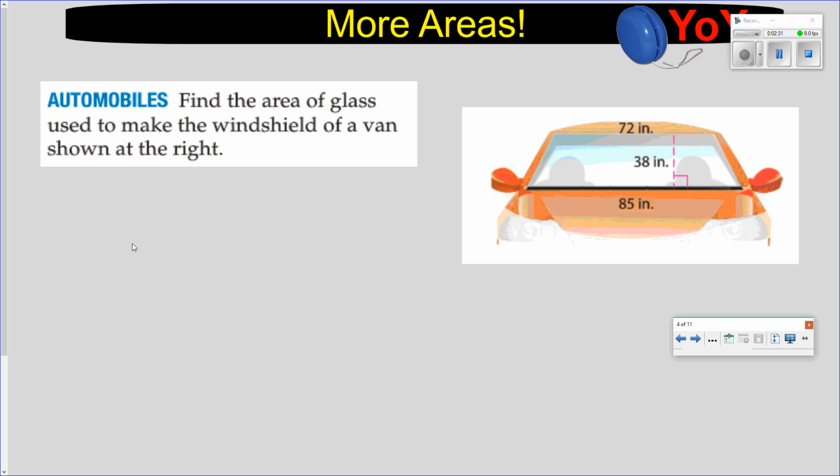Okay, here we go. Area is 1/2 the height times the sum of the bases, 72 plus 85. So I'm doing 0.5 times 38 times, in parentheses, 72 plus 85. I'm punching this whole thing into my calculator all at once. No reason not to. You don't have to put it in all at once, but you certainly should. Looking for units, these are in inches, which means this has to be inches squared. Piece of cake.